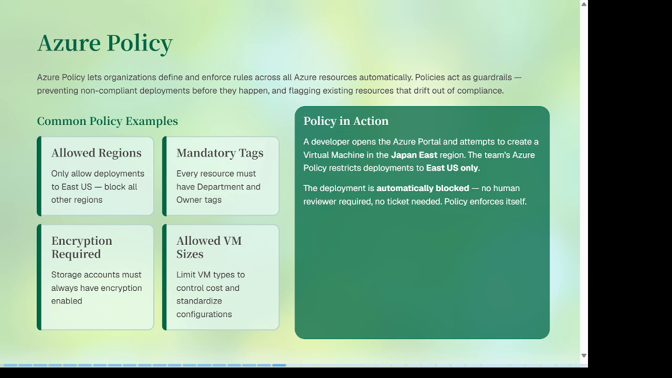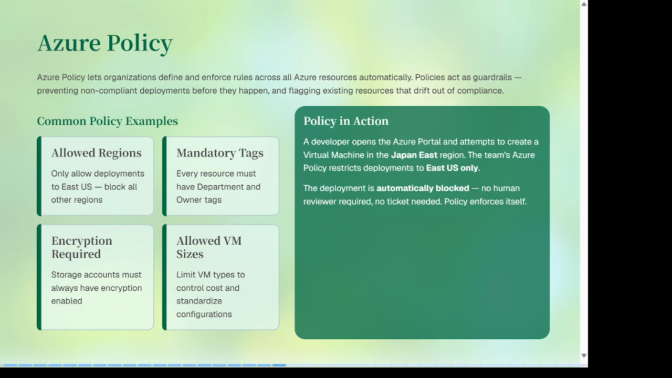Organizations can restrict deployments to specific regions. For example, only allow resources in East US. So if someone tries another region, it is blocked, because the policy determines that you have to create resources only in the specific region.